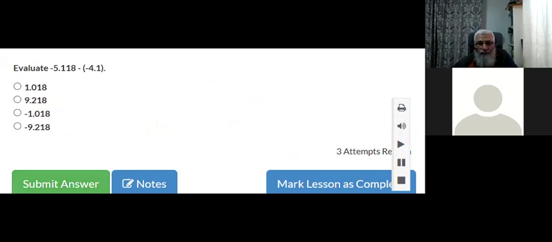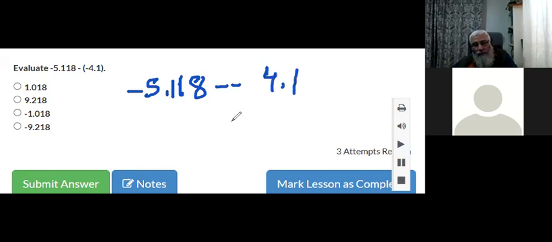This one. Evaluate negative 5.118. Minus minus. What is minus minus? Plus. So it means negative 5 add 4. What is negative 5 plus 4?